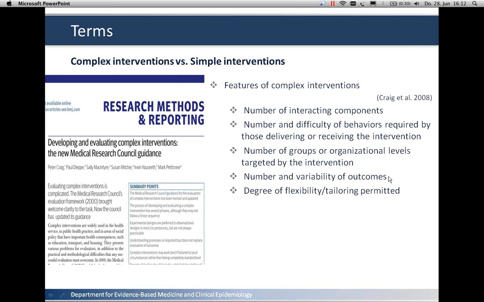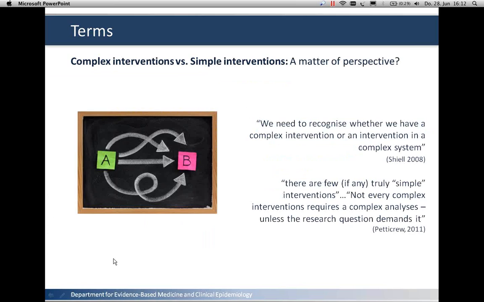The number and variability of outcomes. We will come to this point later: we have not only one primary outcome, but more than one primary outcome. And the degree of flexibility or tailoring which is permitted. I will come to this point also later, about the question of standardization of complex interventions. And here we are at this discussion.